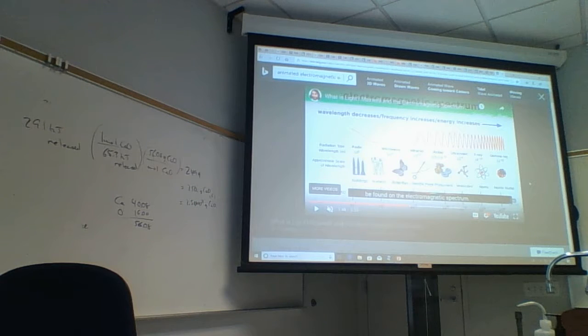For visible light, we have to remember this. The highest energy visible light will be violet, which is next to ultraviolet. Ultraviolet is just beyond violet. And then it's going to go: indigo, blue, green, yellow, orange, red. Red would be the lowest energy visible light, and violet would be the highest energy visible light here.